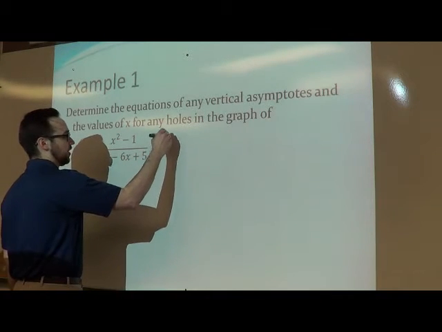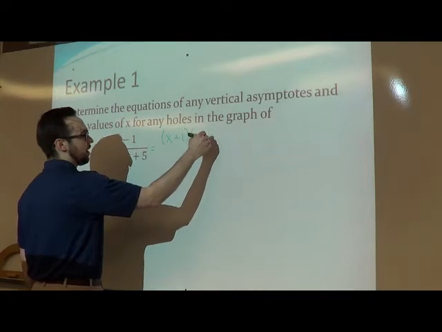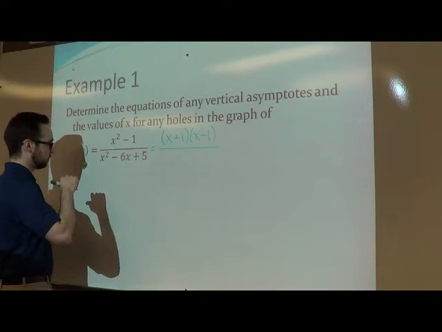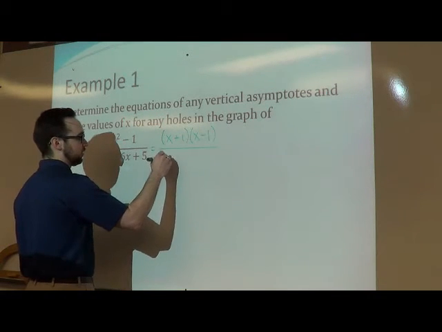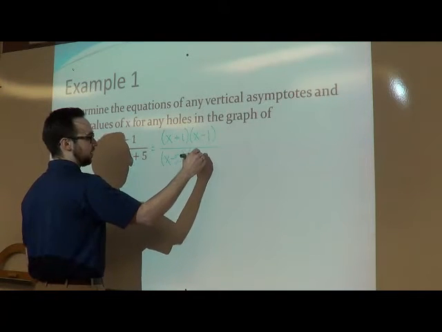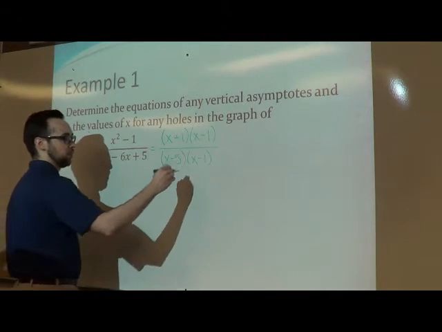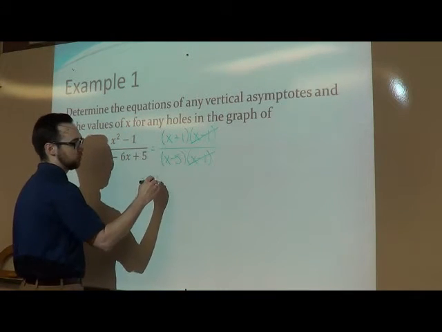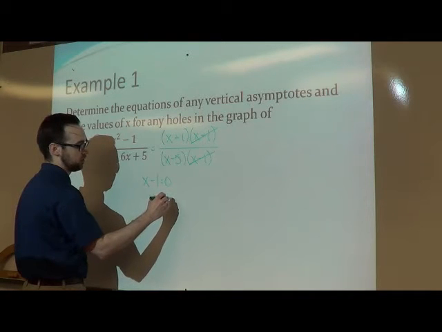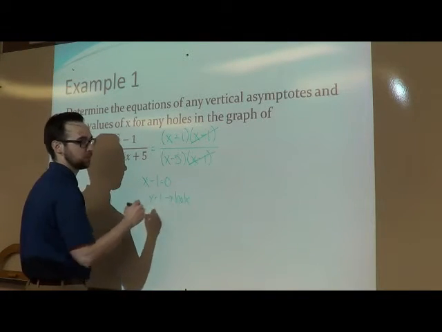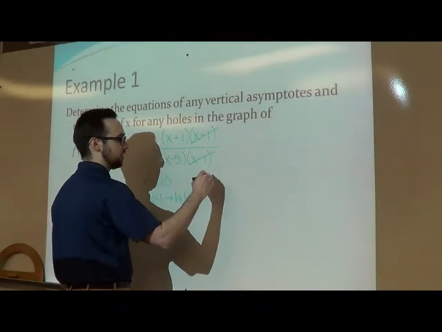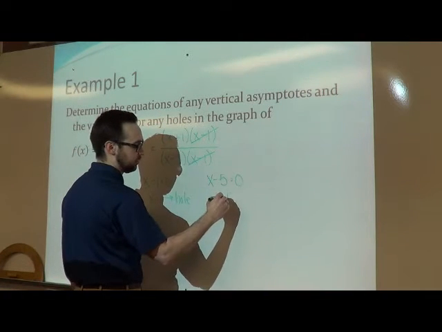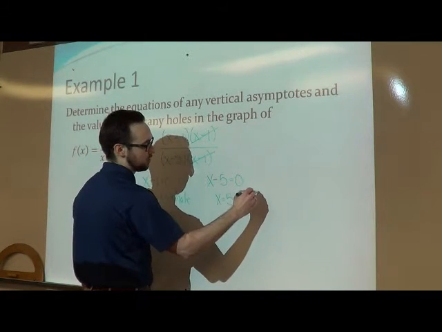So I can rewrite this as x plus 1 times x minus 1, all over, this piece is going to factor into x minus 5 and x minus 1. Notice, these x minus 1s will cancel. So when I set that equal to 0, we get x minus 1 equals 0, so x equals 1 is a hole. What's left down here that can't be factored out is x minus 5. So I set that piece equal to 0 and solve, we get x equals 5. That's a vertical asymptote.